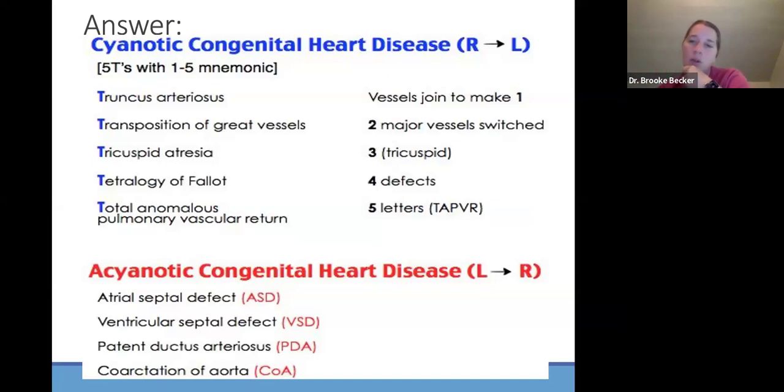Tricuspid is your third, your narrowing of your tricuspid valve. Okay. Tetralogy of Fallot, there's 4 defects. Okay. This is you trying to remember some tips here. And then 5 letters, TAPVR. So total anomalous pulmonary venous return. Your acyanotic lesions, which is left to right shunt, are your ASD, your VSD, your PDA, and your coarctation of the aorta.